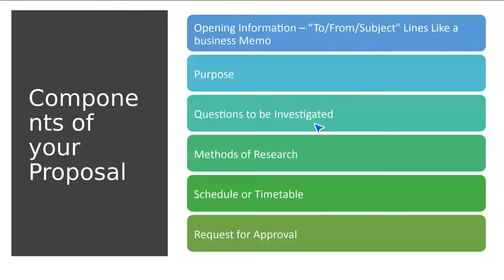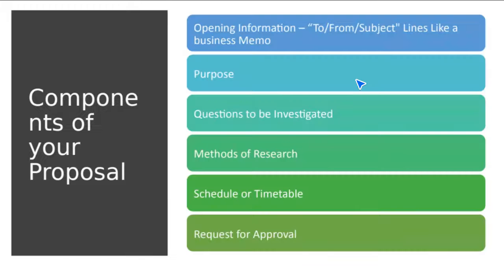So there are 6 components of your proposal for this class. It's very straightforward. You're going to have opening information, your to, from, and subject line, just like a business memo. The purpose, why are you writing this? The questions to be investigated, your methods, how do you plan on doing this? What's your schedule? And then your request for approval.